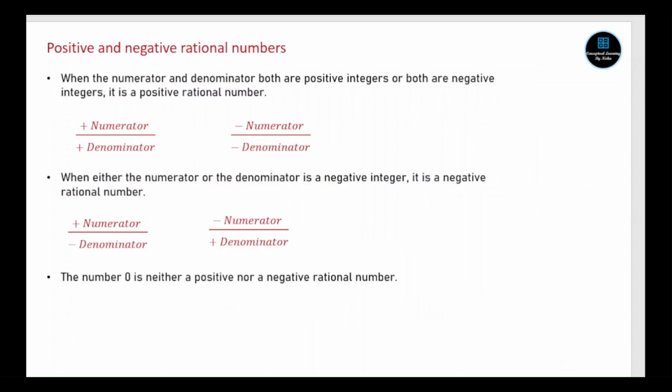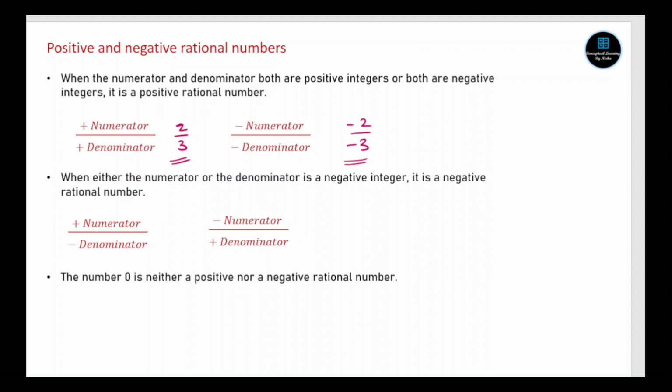Now positive and negative rational numbers. Let's understand what positive rational numbers are. When the numerator and denominator are both positive, or both negative, the rational number is called a positive rational number. For example, 2 upon 3 is a positive rational number, or I can say minus 2 upon minus 3. This is also positive because we learned in our integer chapter that minus upon minus is plus, right?